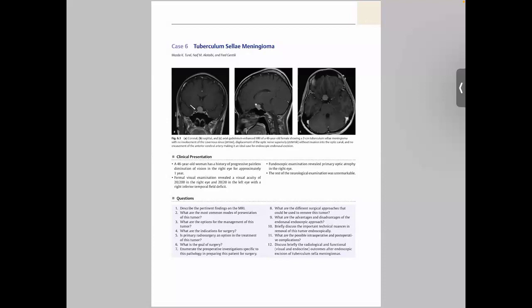Okay. So question number 2 says, what are the most common modes of presentation of this tumor? I think Dr. wanted to make a contribution.